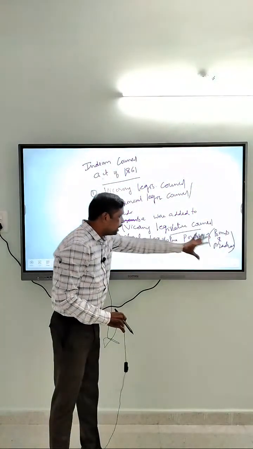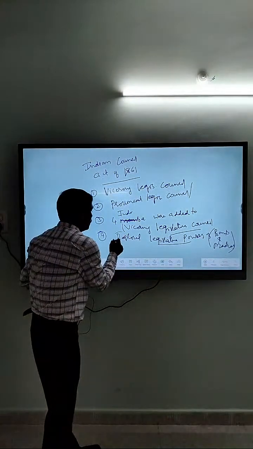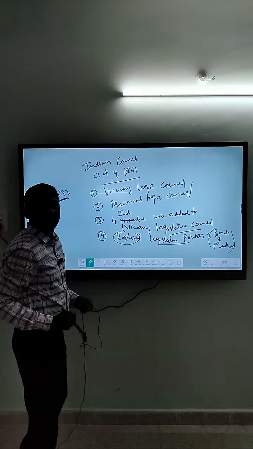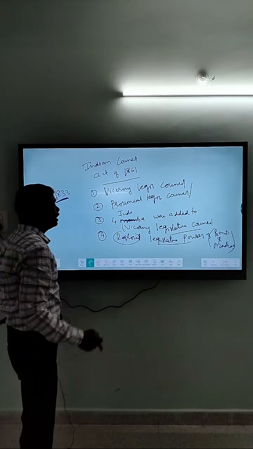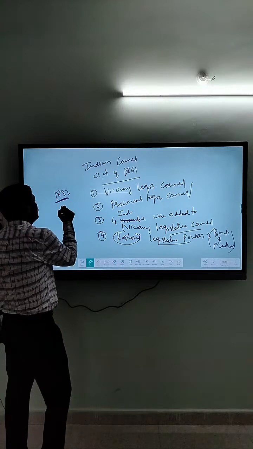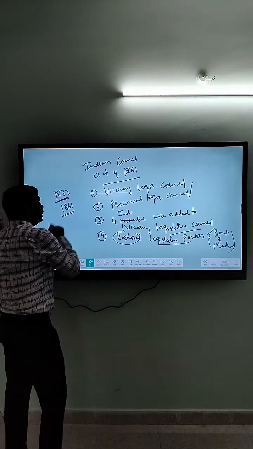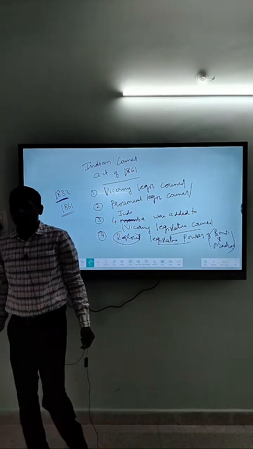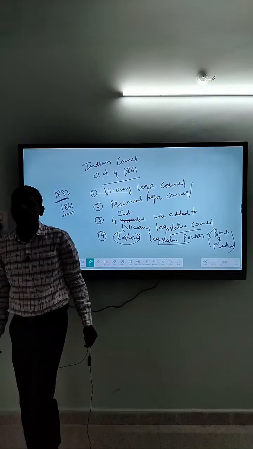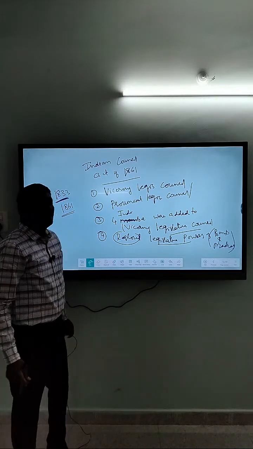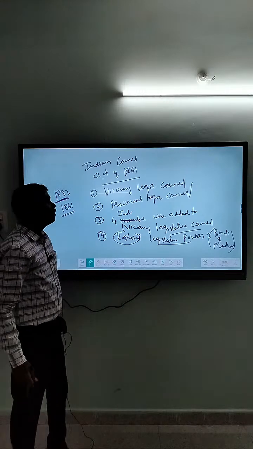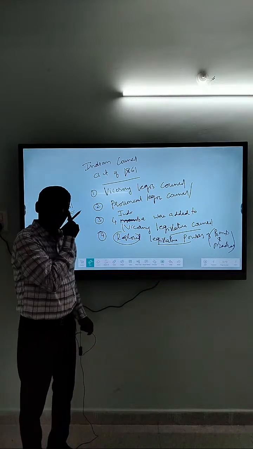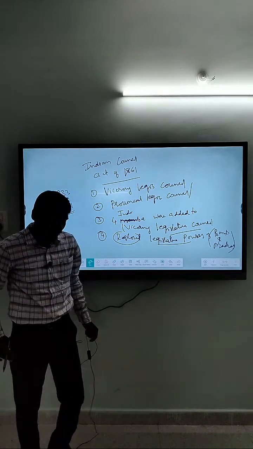Right? And these lost powers are now being restored. The powers which were lost in 1833 were restored in 1861. That means Bombay and Madras have regained their legislative powers. So this is about 1861. That is one of the important things.